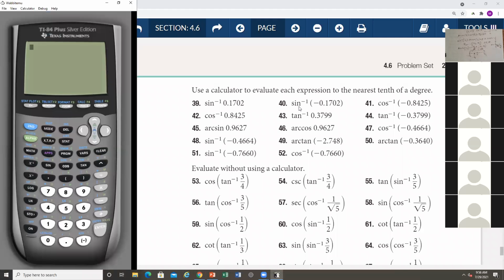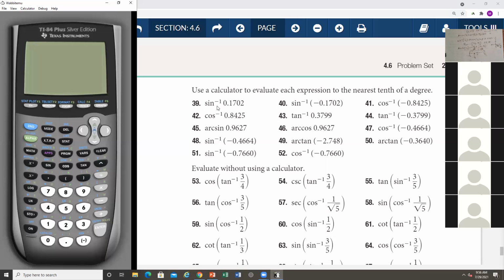They want you to evaluate the inverse sine, or the arc sine, of negative 0.1702. Got a question for you, ladies and gentlemen. All the arguments of these inverse trig functions, are they real numbers or are they angles? When you take the inverse sine or inverse cosine or inverse tangent of a value, is that value an angle or a real number? They're not angles, ladies and gentlemen, they're just real numbers.